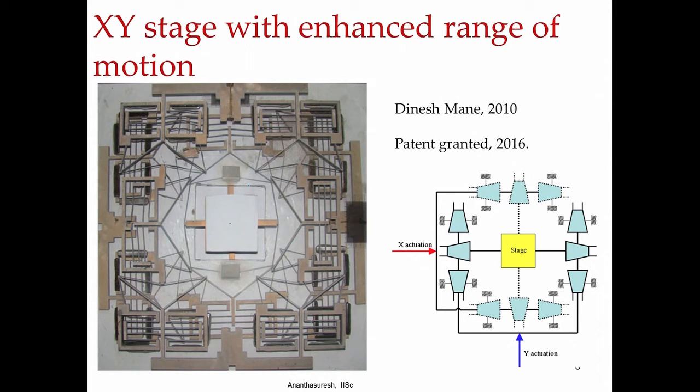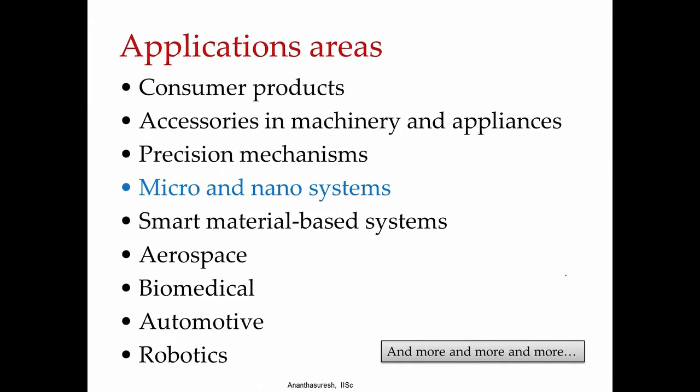This also will be suitable for precision motion along with enhanced range. So, there are applications in precision machinery, a lot of them. Like I said, these were in existence even before the compliant mechanisms field took shape in the late 1980s and early 1990s.